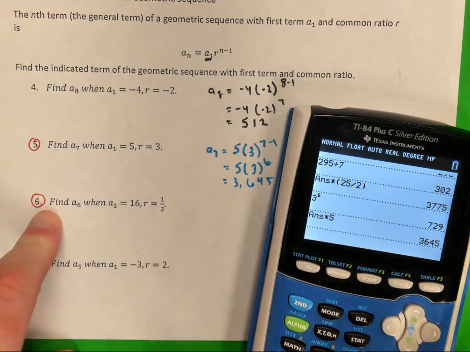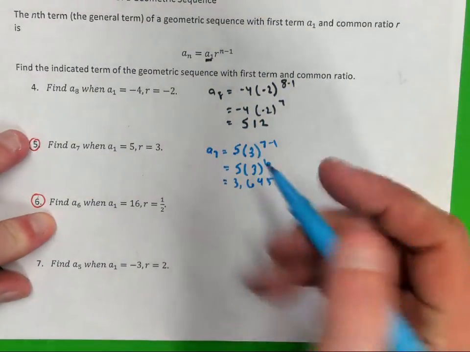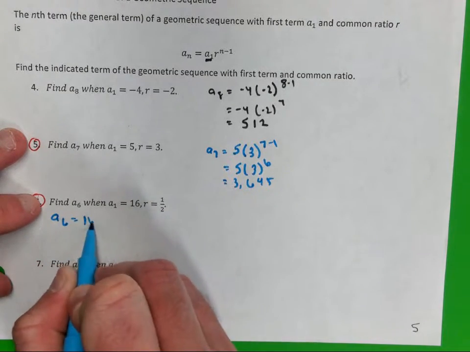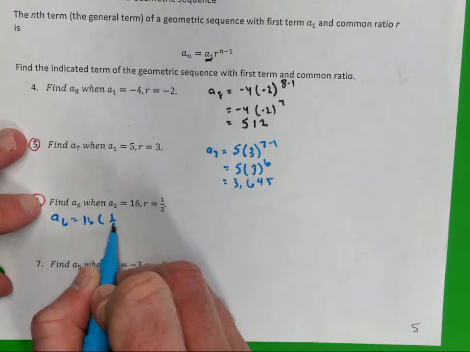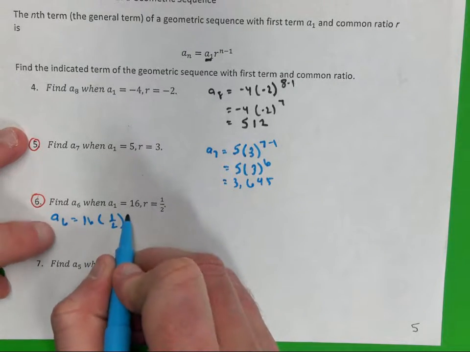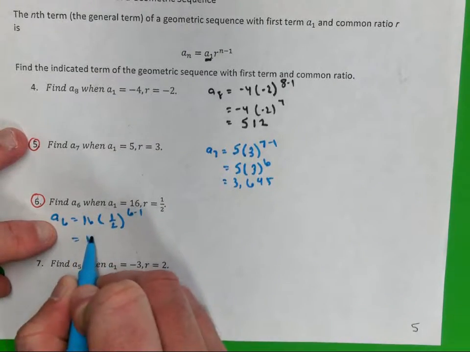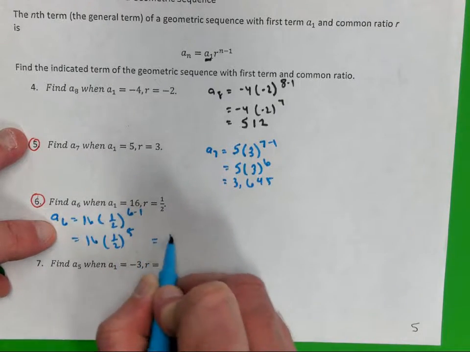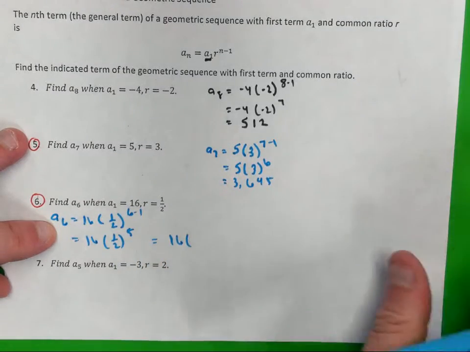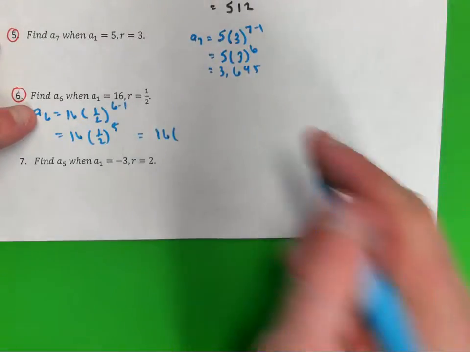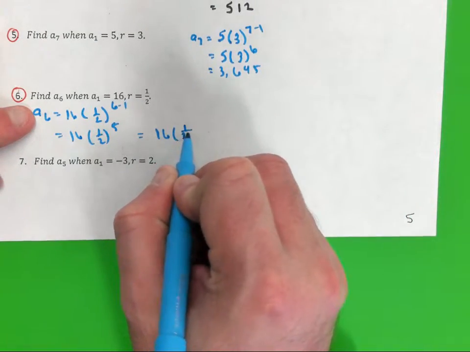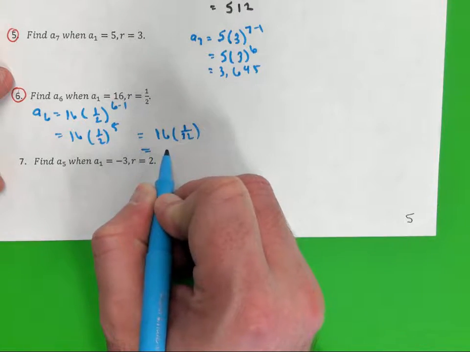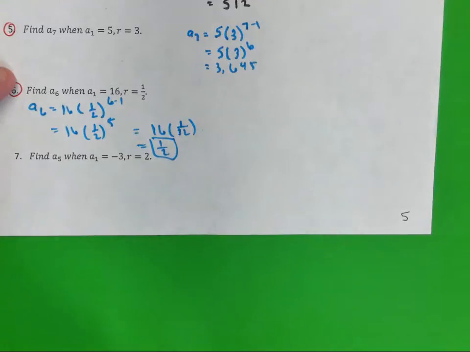Number 6, I want to find a sub 6. A sub 6 equals the first term, 16, times your common ratio of 1/2, 6 minus 1, so that's 16 times 1/2 to the 5th. Well, if I raise 1/2 to the 5th, you're going to raise the numerator and the denominator to the 5th, so that's 1 over 32. Well, 16 times 1 over 32 would be what? 1/2 is your answer.